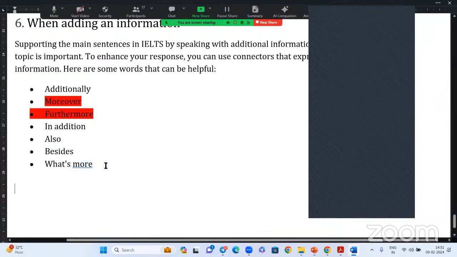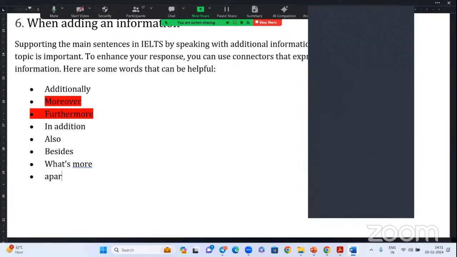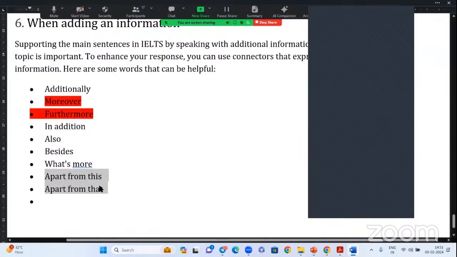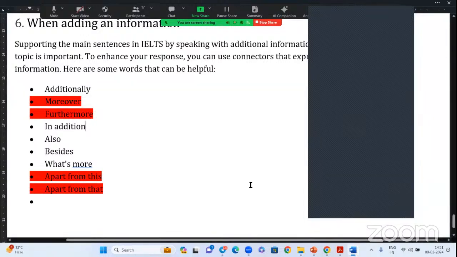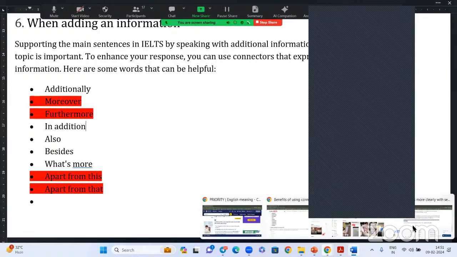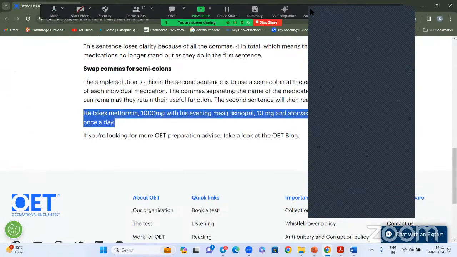And not only this, there are other words: apart from this, apart from that. These words also, don't use. There are words which you should not use. I'll give you that one, another set.